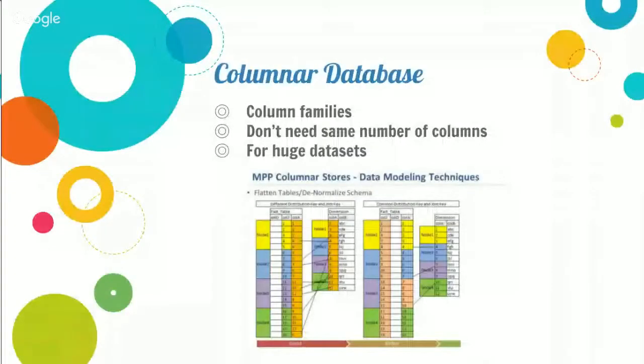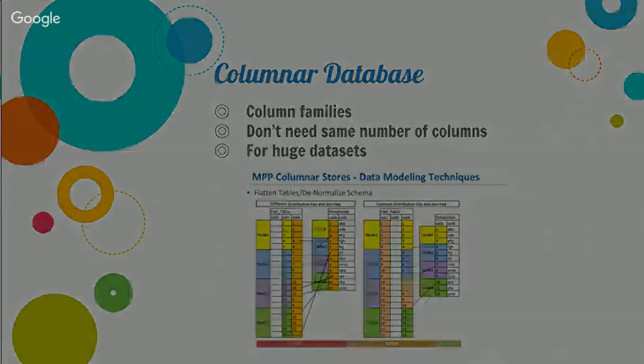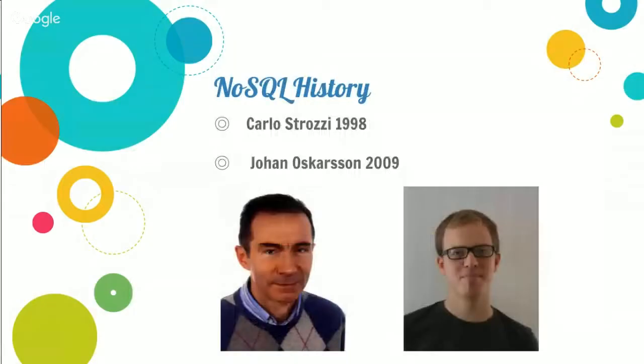Finally, for the columnar database, instead of tables, columnar databases have column families, which are containers for rows. You don't need to know all of the columns up front, and each row doesn't have to have the same number of columns. Columnar databases are best suited to analyzing huge data sets, and some of the big names include Cassandra and HBase. The term NoSQL was first used by Carlos Strozzi in 1998, but later became popular in 2009 with Johan Oskarsson.